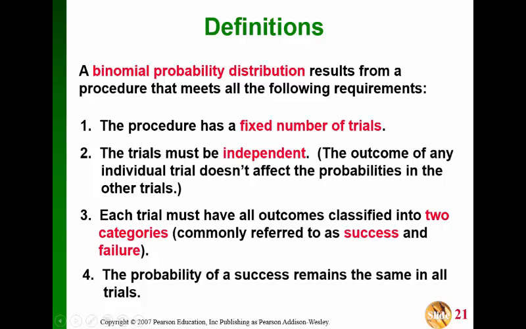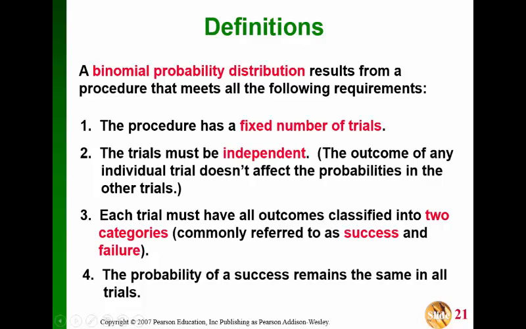2, the trials must be independent. Now, proving the trials independent is kind of a little tricky, but a lot of times we'll just assume that the trials are all independent. We did discuss independence last time when we talked about probabilities. But what they're saying here is that if we do a bunch of trials, what you do on the next trial is not going to be affected by what happened in the previous trial.